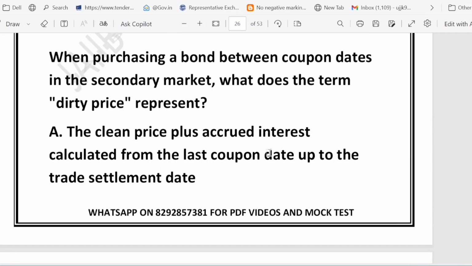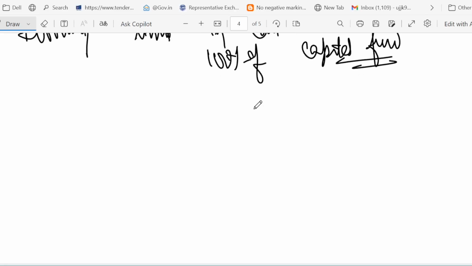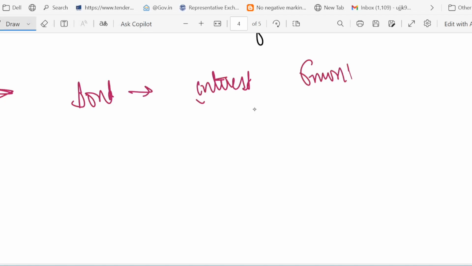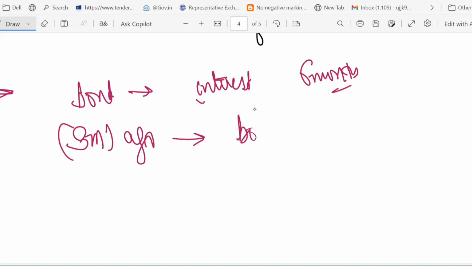Let me give you one example to understand it. Option A, yes, this is the correct one. Why? Let's make it simple. This is the most frequently asked question in the examination, and you can understand it very easily. Imagine that you are buying a bond, and this bond pays you interest every 6 months. Now suppose the last interest was paid 3 months ago, and you are buying the bond today.